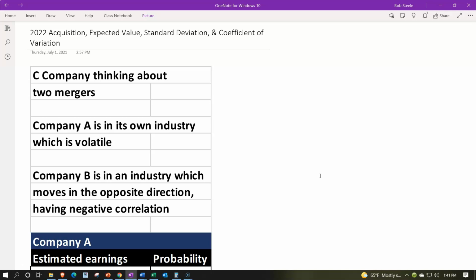So we're going to imagine C company is thinking about two merger possibilities: with company A, which is in its own industry, a volatile industry, and company B, which is in an industry that moves in the opposite direction, having negative correlation. What we'll be comparing and contrasting in these two merger situations is that if we merge with somebody within our industry, that could increase our gains when things are good and our industry is operating well.